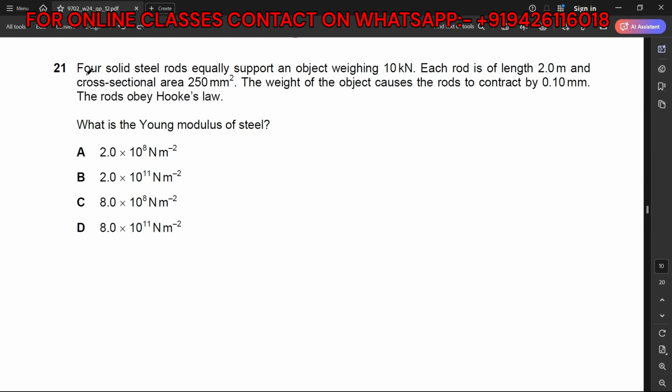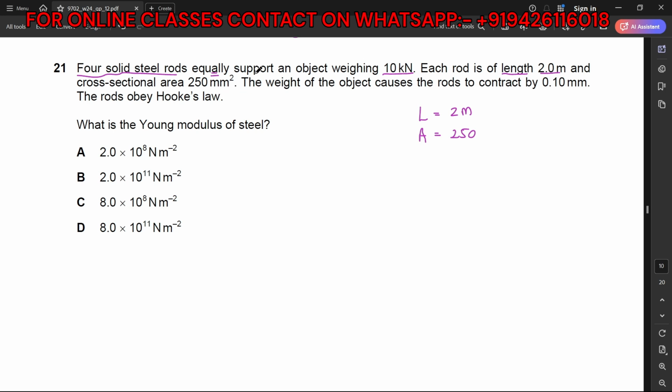Now for question number 21, it is given that there are four solid steel rods equally supporting an object that is weighing 10 kilonewtons. Each rod is of length 2 meters. I'll keep writing that the length of one steel rod is 2 meters, and the cross-sectional area of one rod is 250 millimeter square.